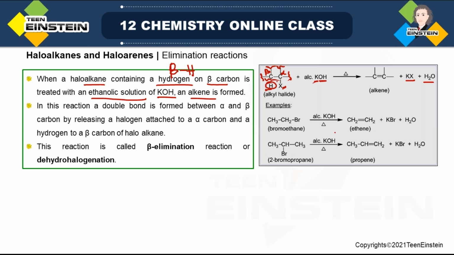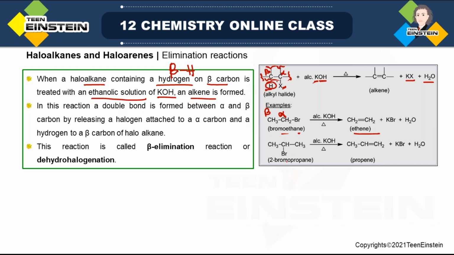Now come to an actual example. Suppose you have taken bromoethane. Now this is the alpha carbon, this is the beta carbon. So you have a total of 3 beta hydrogens. Any of these hydrogens can be removed along with this Br. Ultimately you are getting a C=C double bond. There are 2 carbons, so it is known as ethene or ethylene.